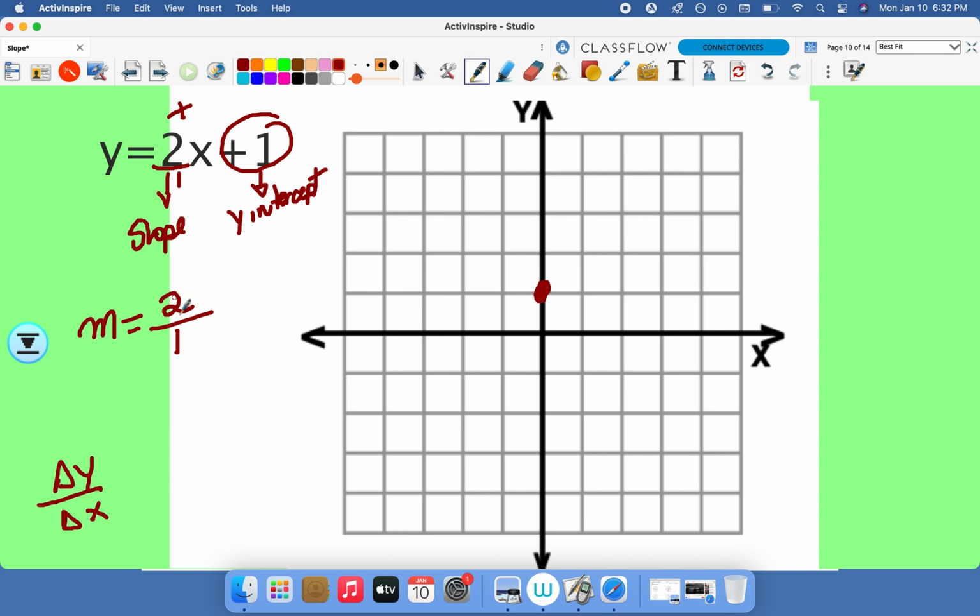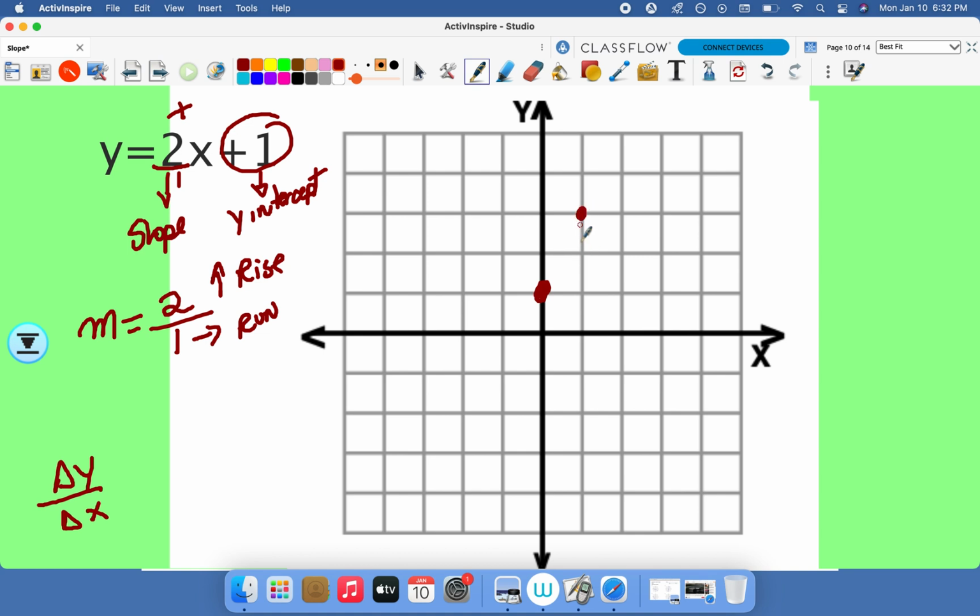So that means that between this point and the next point, there should be a difference of 2 in height. So I'll put an arrow like this. Going up, there should be a difference of 2, and going to the right, or the run, right? This is the rise, and this is the run. So between every point, the rise is going to be 2 and the run is going to be 1. So you can go up 2 and 1 to the right. So here's my next point.